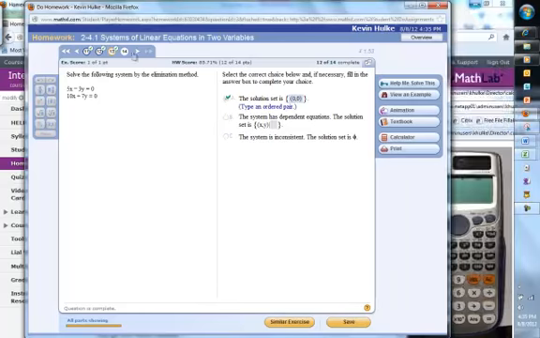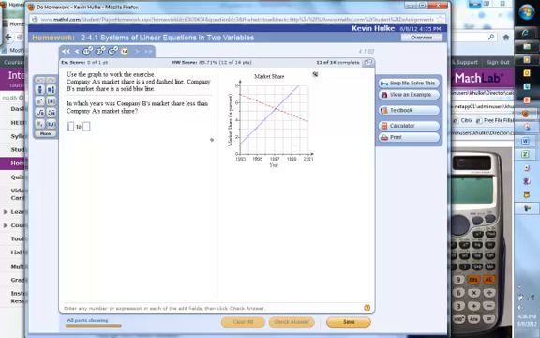Number 14. Okay, Company A, Company B. In which years was Company B's market share less than Company A's? Looks like from 1993 to 1997, it was less. And that's how you do these problems.